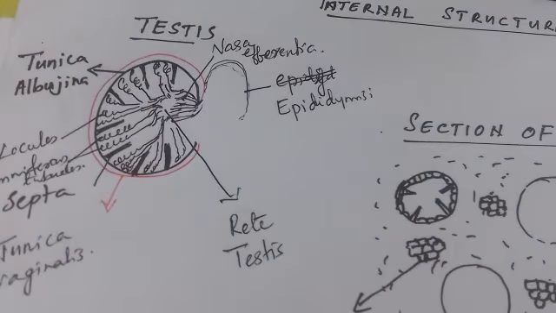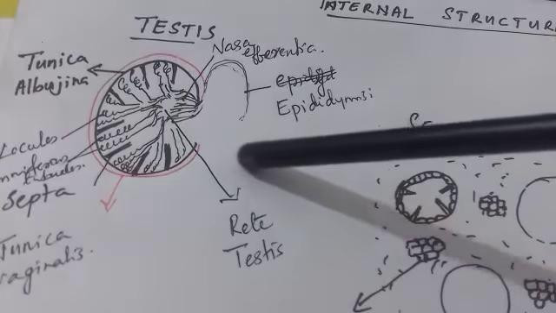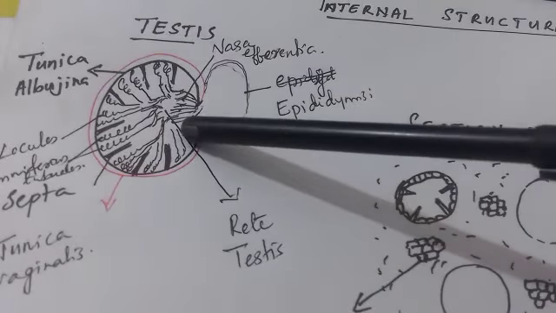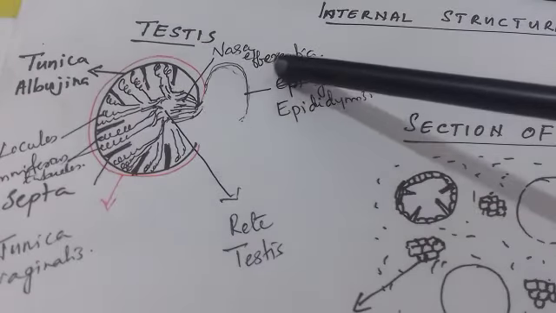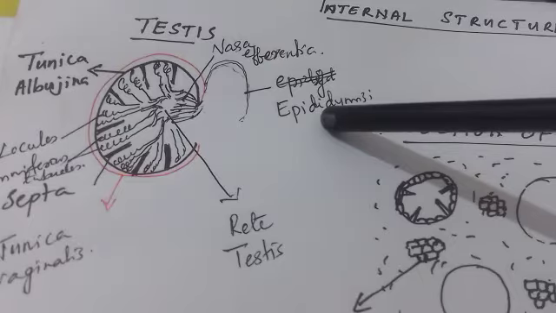has compartments with coiled structures, coiled tubes, that is tubules. These coiled structures are known as seminiferous tubules. In each locule there are about 2 to 3 seminiferous tubules. These seminiferous tubules are coiled in nature, and when they move to this side, they straighten and join. The straightened portions join to form a network of structures known as rete testis. The rete testis joins to form a network of tubules known as vasa efferentia. The vasa efferentia again join to form a coiled structure that forms the epididymis.